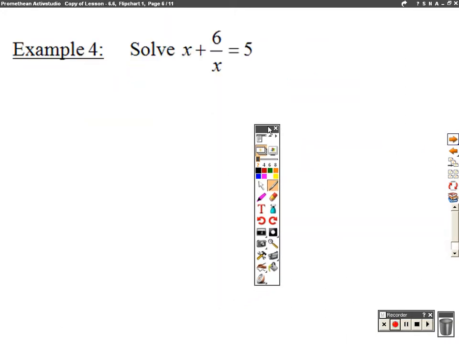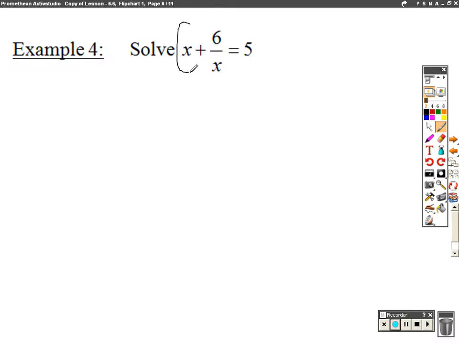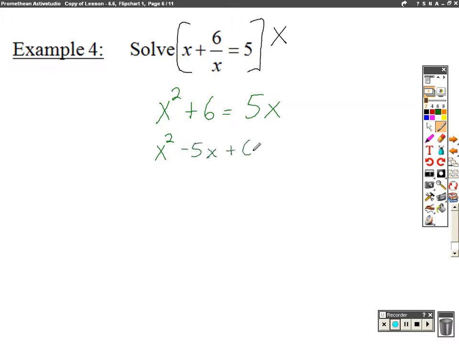Example 4. Multiply through by your LCD, which is x. You end up getting x times x, which is x squared, plus, here the x's cancel, just left with 6, equals 5x. So you have a quadratic equation. As we reviewed from example 3, we subtract 5x from both sides. X squared minus 5x plus 6 equals 0. Factor.